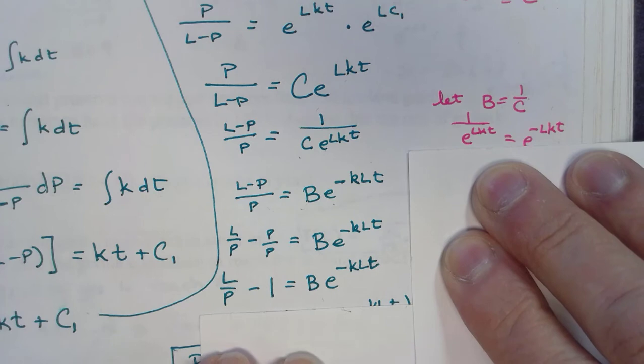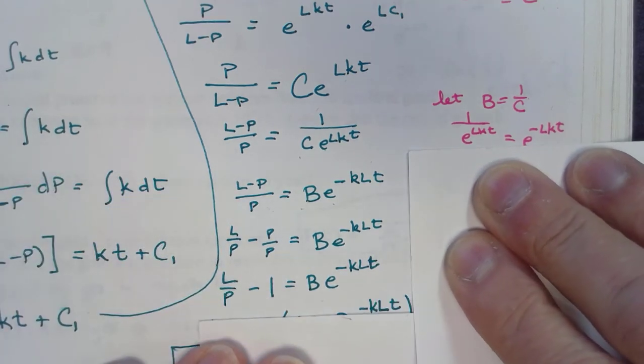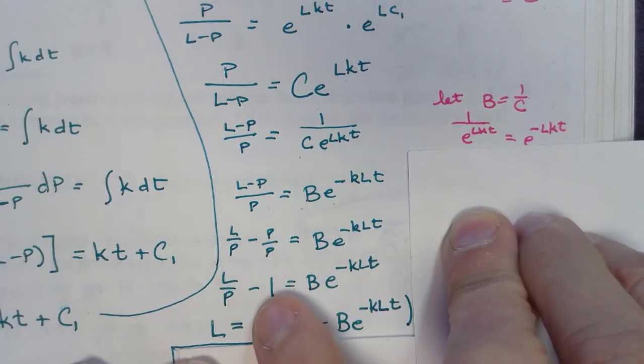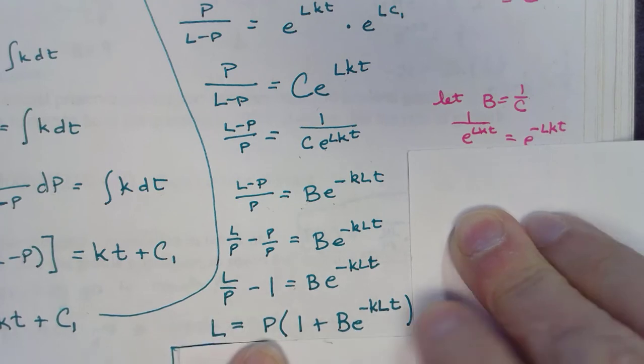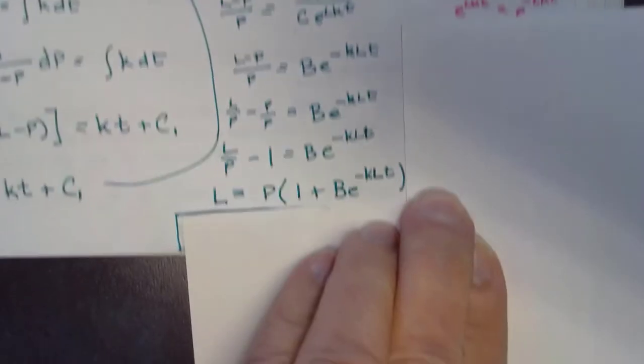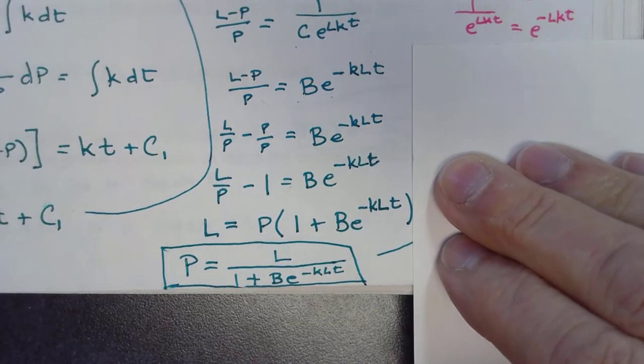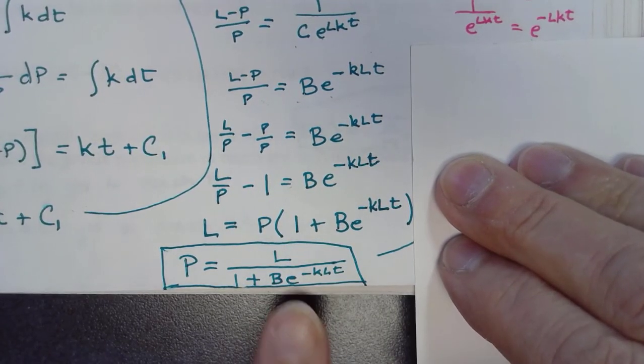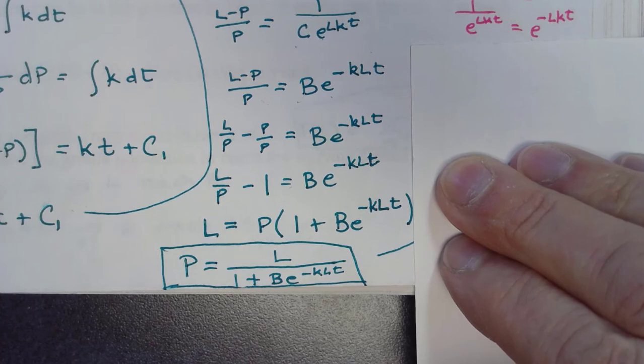Now let's remember, what are we solving for? We're solving for P. So I would add 1, multiply by P, and remember we're solving for P. So that means we're going to divide by this. It looks terrible, but it's not too terrible.